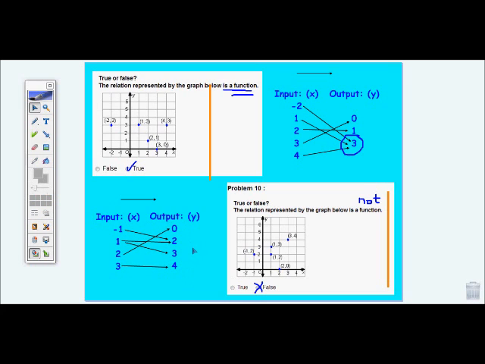Now, our mapping test says that we cannot have one input going to 2 different outputs. So we can see right here that 1, if we didn't have a graph, goes to 2 different outputs. That also proves that that is not a function.